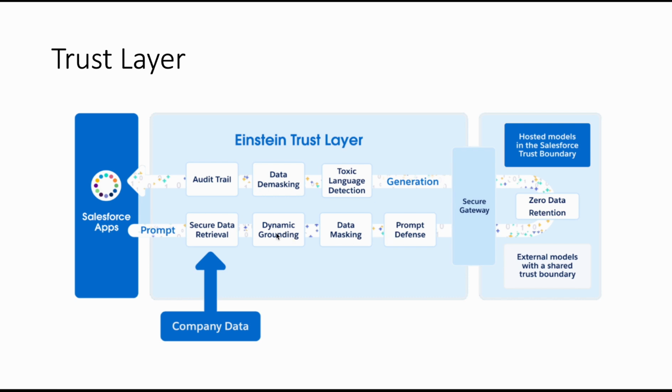Dynamic grounding basically means you are providing the right source of data to get the answer from your own data. And then before you send the prompt to the large language model, the engine, you are masking all the private information. And then when it goes to the large language model, there is zero data retention. So usually OpenAI likes to keep the data, but Salesforce has worked a deal with OpenAI. So even if we are getting the prompt responses back, OpenAI does not store that data at all. And Salesforce handles all the things like prompt defense and toxic language detection.